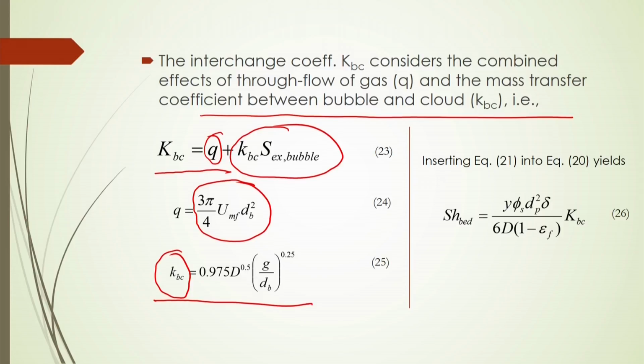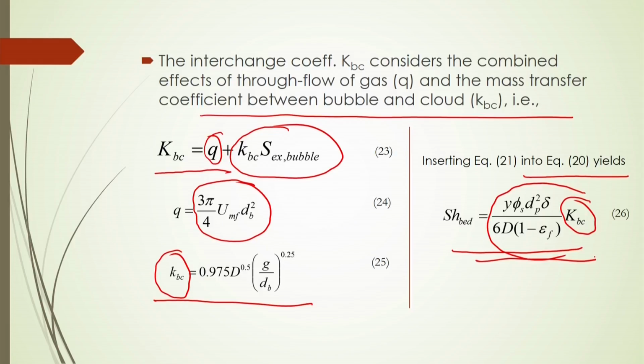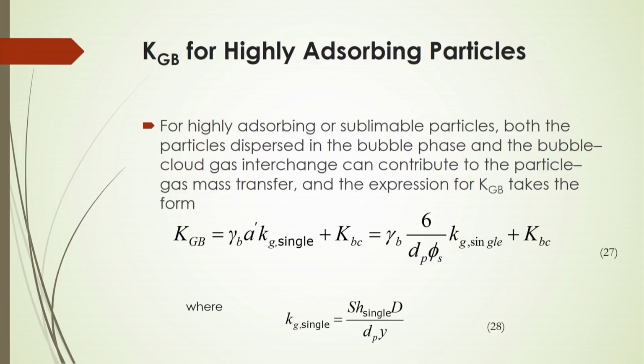Now, inserting equation 21 into 20 finally yields equation 26 after substitution of this Kbc here. So, Kbc is important here. We know Kbc, then what should be the Sherwood number of the fluidized bed for the mass transfer coefficient.